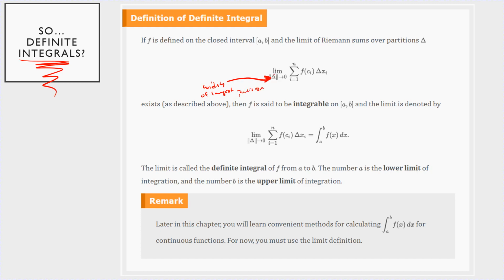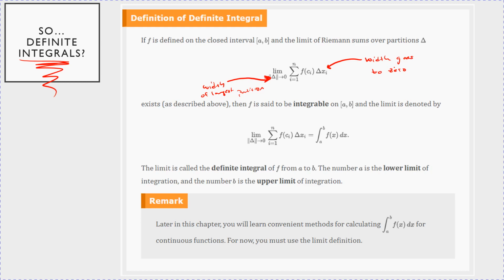So we look at the sum from i equals 1 to n of f of c sub i delta x sub i as that width goes to 0, because now the width is going to 0. We're looking here, instead of as the number of rectangles goes to infinity, as the width goes to 0. If this limit exists, then we say the function f is integrable.